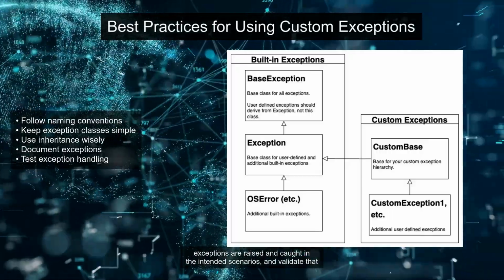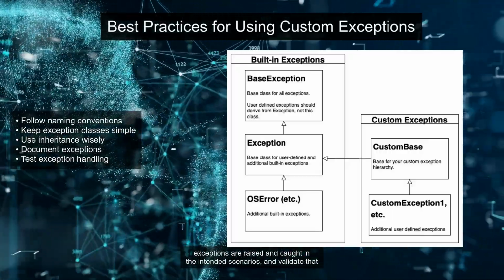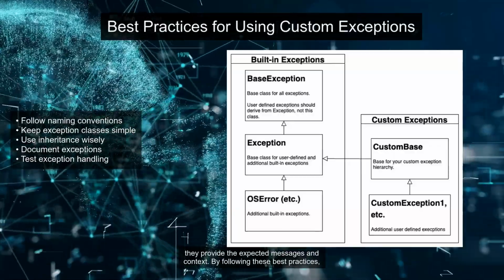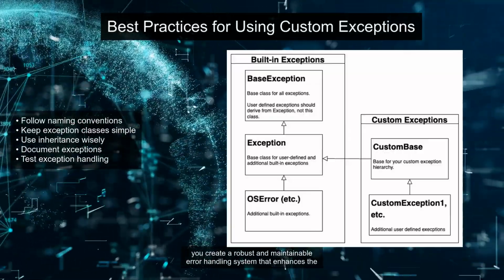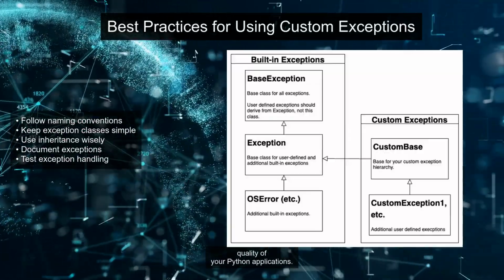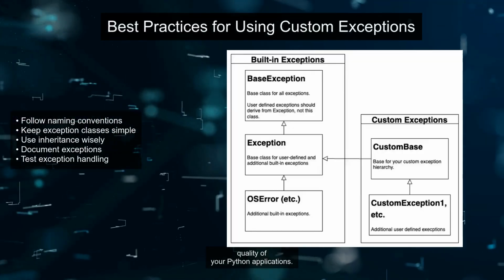Finally, thoroughly test your exception handling. Ensure that your custom exceptions are raised and caught in the intended scenarios, and validate that they provide the expected messages and context. By following these best practices, you create a robust and maintainable error handling system that enhances the quality of your Python applications.